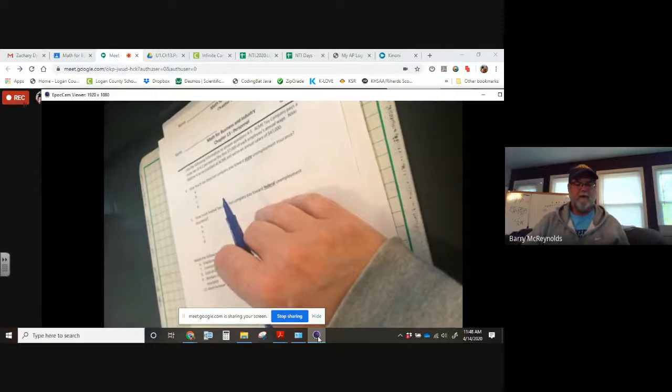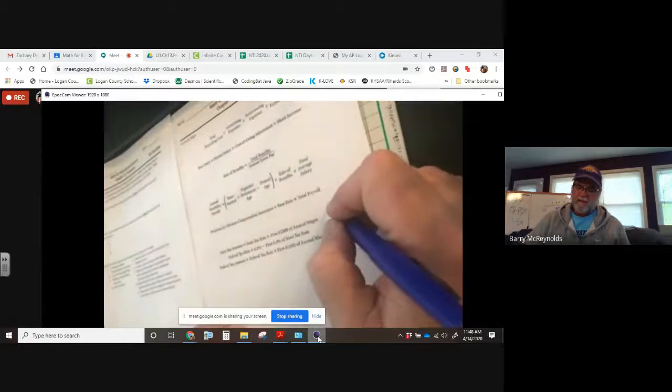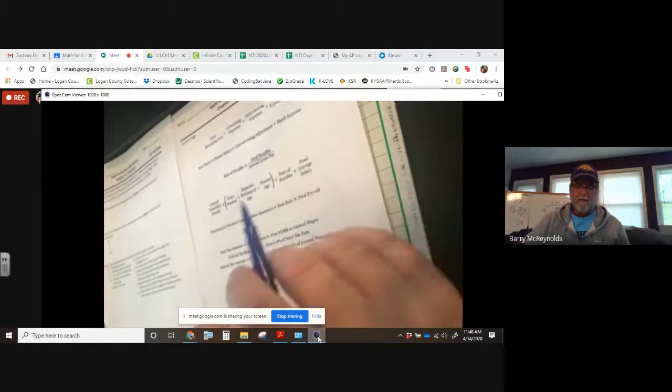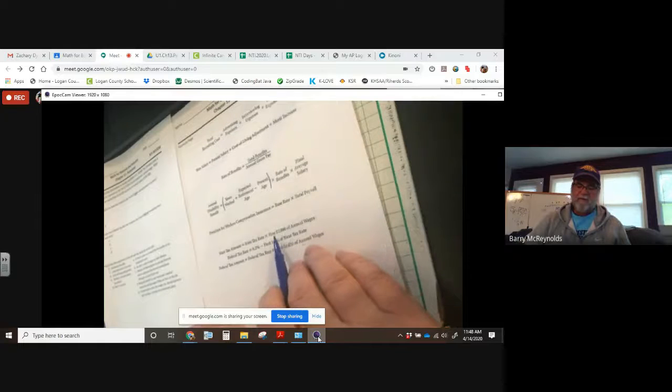So one of the things that I want to take a look at is the 3 formulas at the bottom. The amount that the state tax is just the state rate times the first 7,000 of annual earnings.